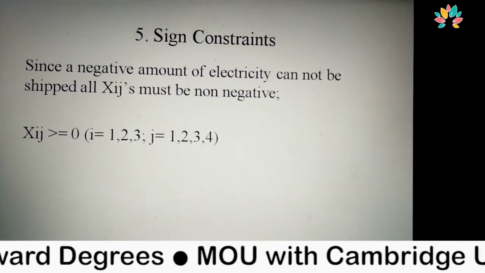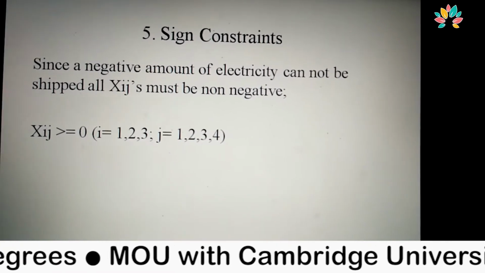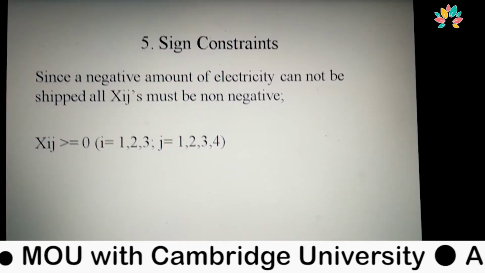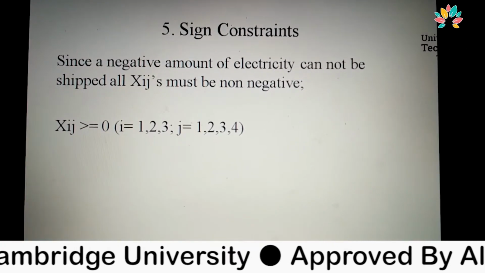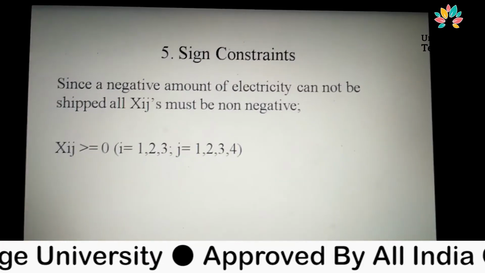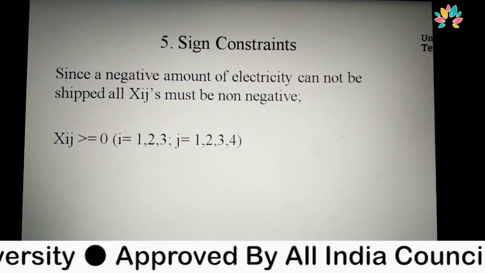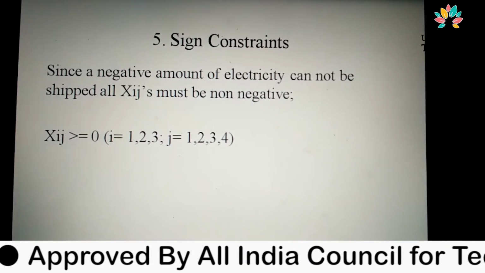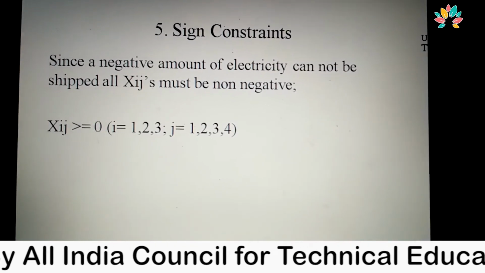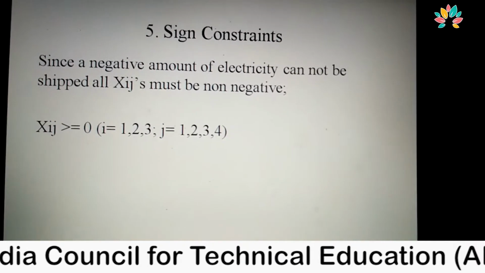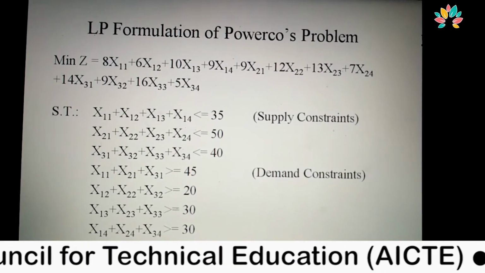What would be the next step? You have to write that a negative amount of electricity cannot be shipped by any of the manufacturers. This is the formulation of the transportation problem, how to write down all the parts in this formula, right?